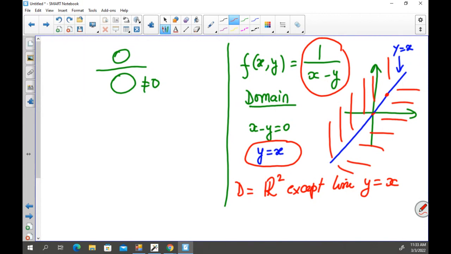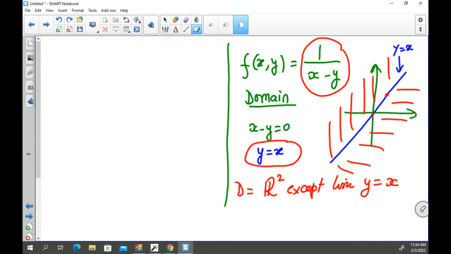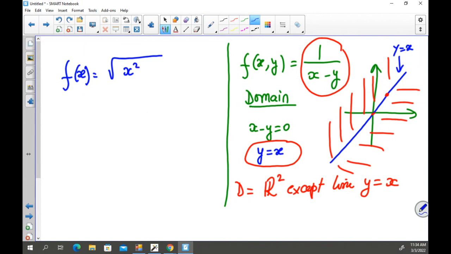That's what happens with fractions. Now, another big result we mentioned is when you have a square root. If I give you a function like this, the square root of, let's say, x squared plus y squared minus 4. What is the domain of this function, f of x, y?